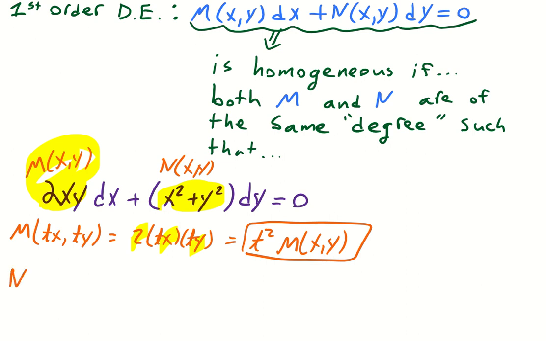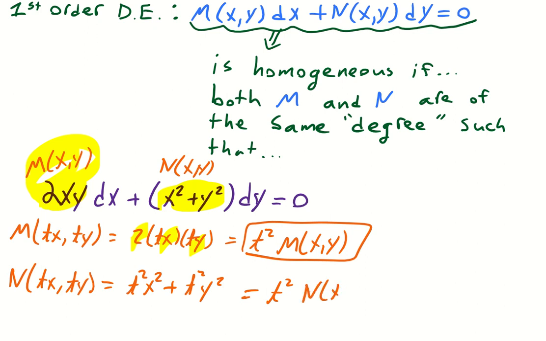Then for N of tx comma ty, we get t squared x squared plus t squared y squared. We can factor out a t squared, and what is it multiplied by? What quantity? Well, x squared plus y squared. In other words, it's multiplied by N of x, y. So this too is a homogeneous equation, and both are of degree 2.